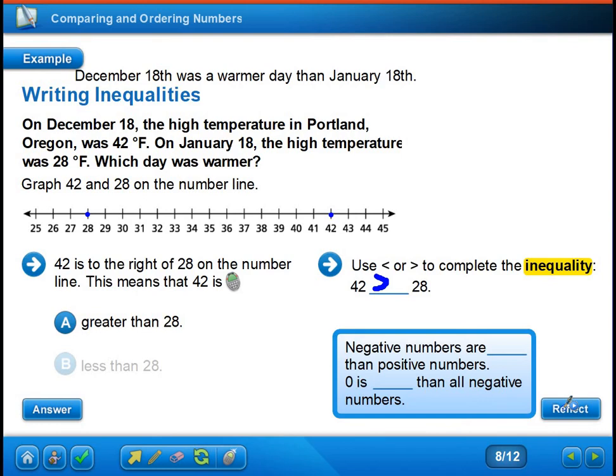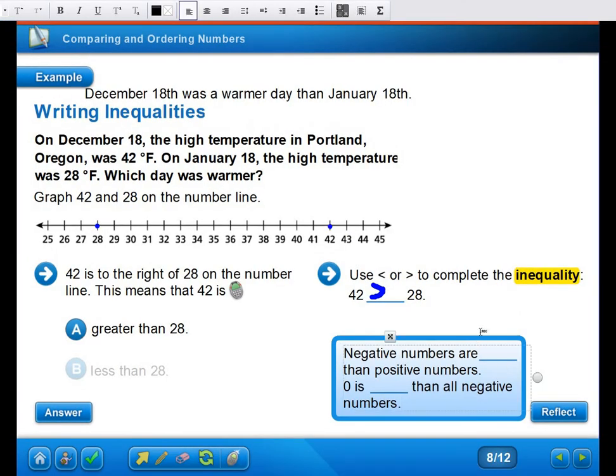Negative numbers are blank than positive numbers. Comparing, we know that negative numbers are, if you said smaller than positive numbers, you'd be correct. But I also know that 0, even though it doesn't have a positive or a negative, is actually going to be larger than all negative numbers. Even though throughout elementary school 0 was the smallest, now that we have negative numbers, it's actually bigger than something.